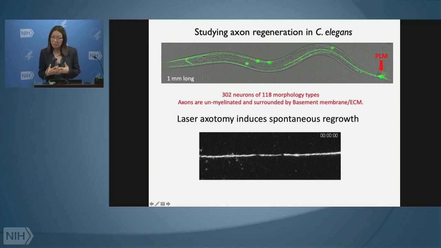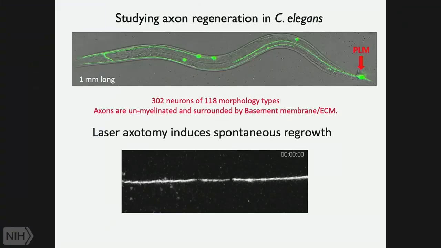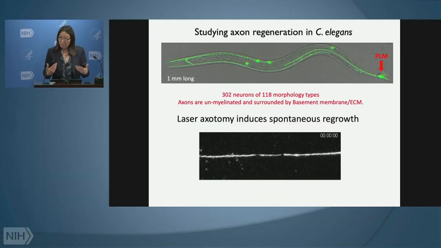The nervous system has a fixed number of neurons, 302 of them, that are fully reconstructed through the work of John White and others. We know exactly where those 300 neurons are located, and we can visualize every single one of them using transgenic fluorescent markers. And in C. elegans, axons grow along conserved extracellular matrix, and they're not myelinated.